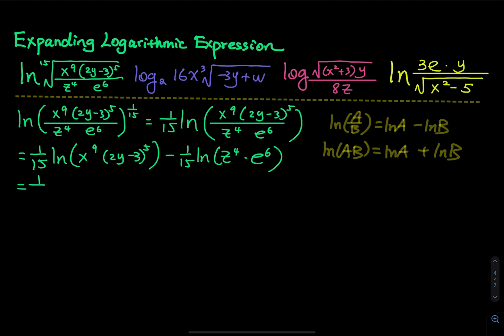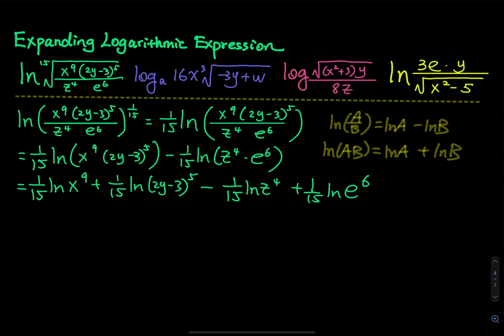Let's do that. We have 1 over 15, and then ln x to the 9th power, plus 1 over 15 ln 2y minus 3 to the 5th power, and then you subtract a sum, right? So you are subtracting a number plus another number. When you distribute the minus, you get a minus. We can do a minus 1 over 15, and then ln z to the 4th, and then plus 1 over 15, and then ln e to the 6th. But you do have to add a parenthesis right over there.